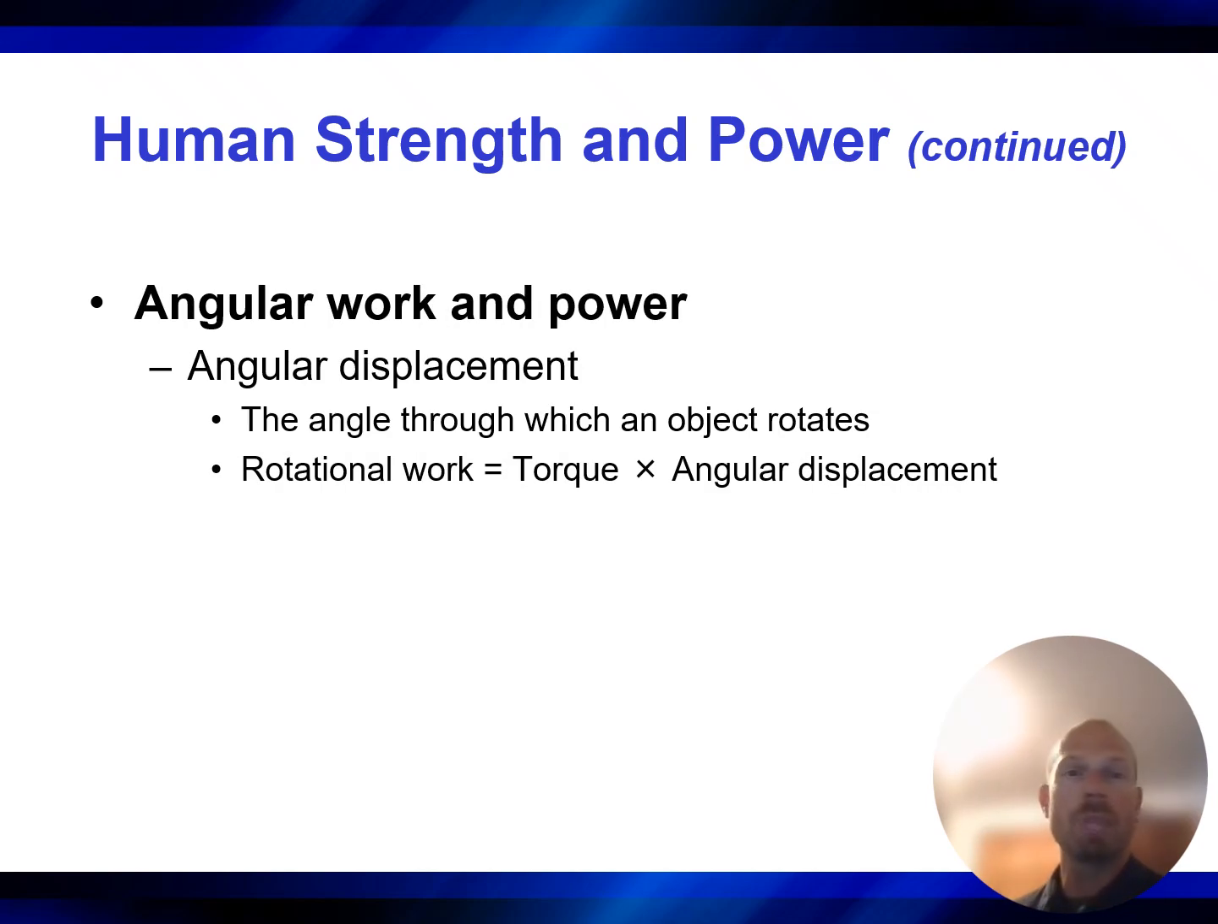Because our body movements are rotational around joint axes, we must also track angular metrics. Angular displacement is the actual angle through which an object rotates. Rotational work is calculated by multiplying torque by that angular displacement.